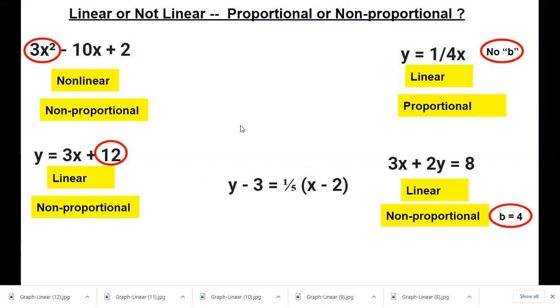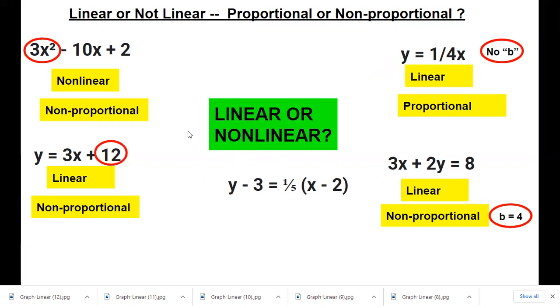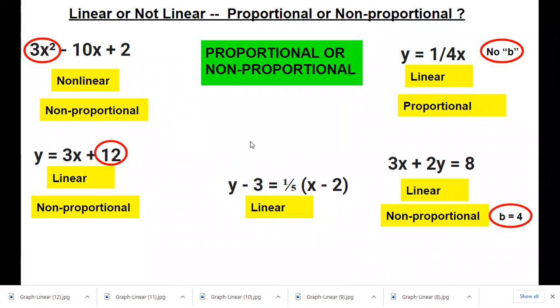Okay, how about this equation? y minus 3 equals 1/5 x minus 2. It's got an x, it's got a y, it's got an m. It is a linear equation. It's in the point-slope format. This one was in the standard format. This one's in the point-slope format. This could also be rearranged to be y equals mx plus b format, the slope-intercept format. Algebraically, we could do that.